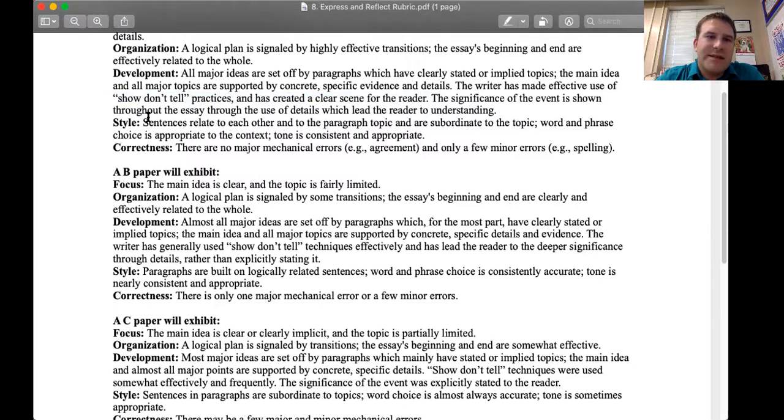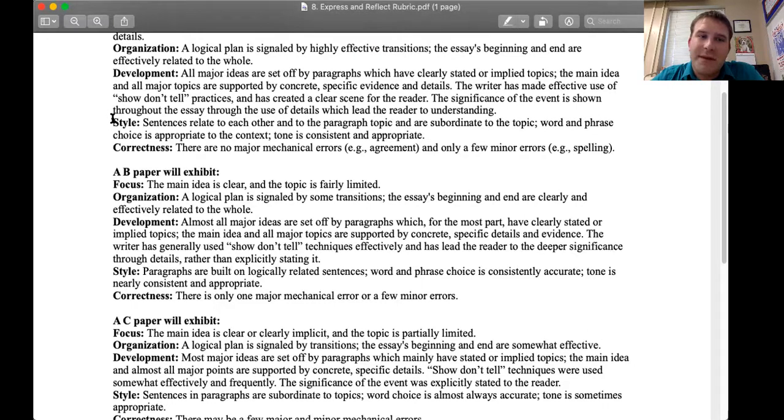Style just means sentences relate to each other and the paragraph topic and are subordinate to the topic. Word and phrase choice are appropriate to the context, and the tone is consistent and appropriate. Correctness: there are no major mechanical errors, e.g. agreement, and only a few minor errors, e.g. spelling. So basically, do you follow standard English or not?